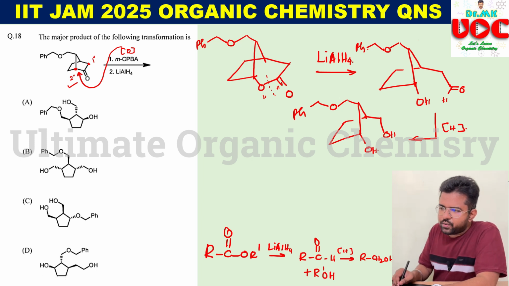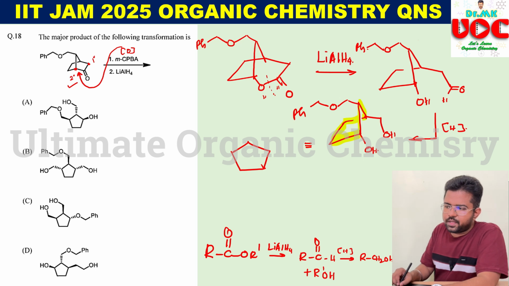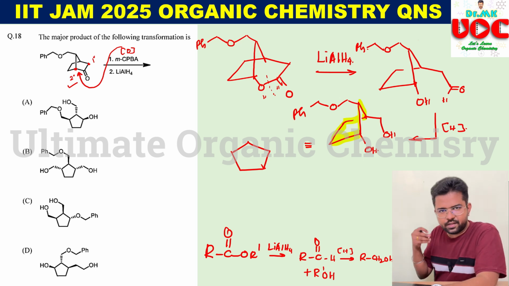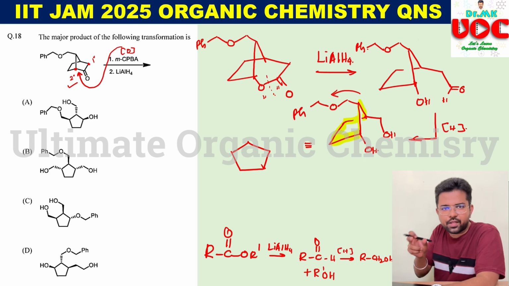Fine. Now what you need to do is look at this part alone. So this is a 5-member ring. Draw a 5-member ring here. And you need to give the stereochemistry of the product. That is the important thing. What you need to do is just rotate this molecule this way. Just tilt the molecule in this anti-clockwise direction, and this ether part will go below the plane. Correct?